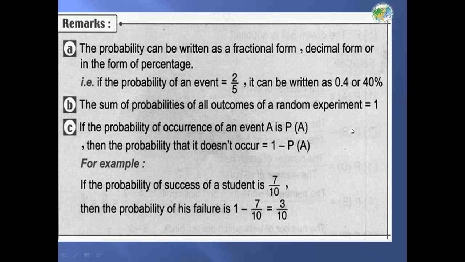We said before, the probability of occurrence of event A is probability of A. Then the probability that A doesn't occur equals 1 minus probability of A. For example, if the probability of success of a student is 7 over 10, then the probability of his failure is 1 minus 7 over 10 equals 3 over 10.